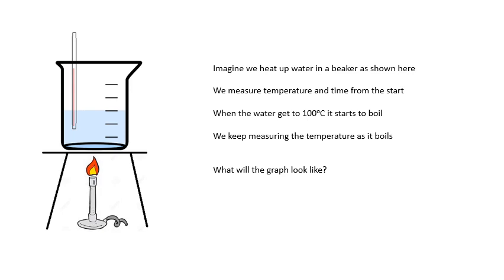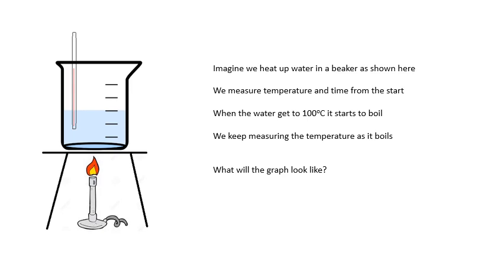Okay, imagine we have some water in a beaker and we heat it up. So it starts at room temperature and we heat it up, and it's going to get hotter and hotter, and eventually the water will start to boil. At 100 degrees centigrade it starts to boil. We keep measuring the temperature as it boils. Now, what will the graph look like?